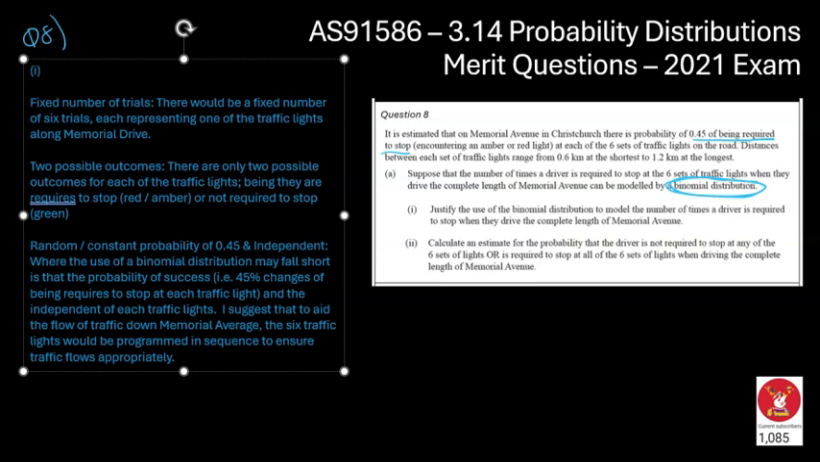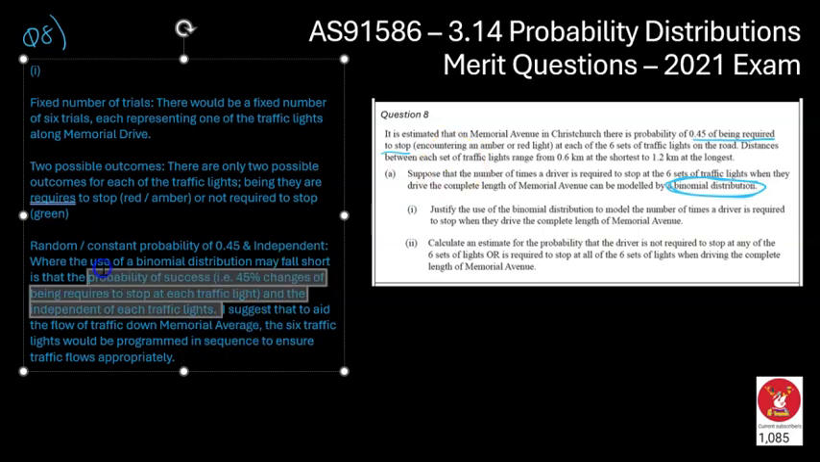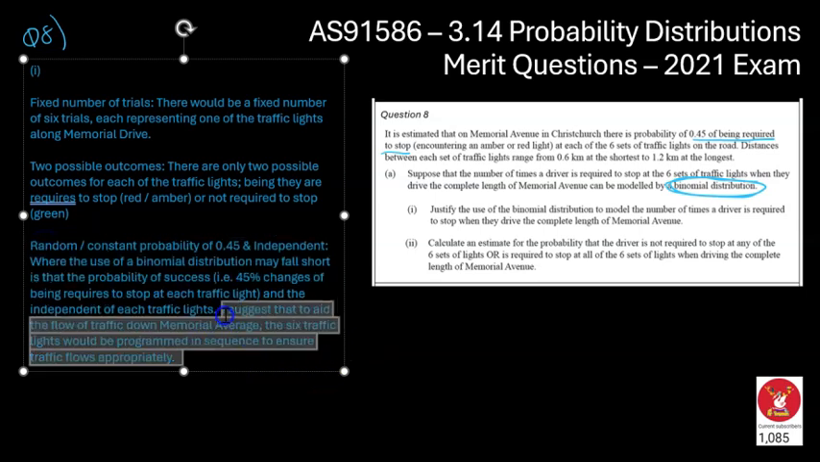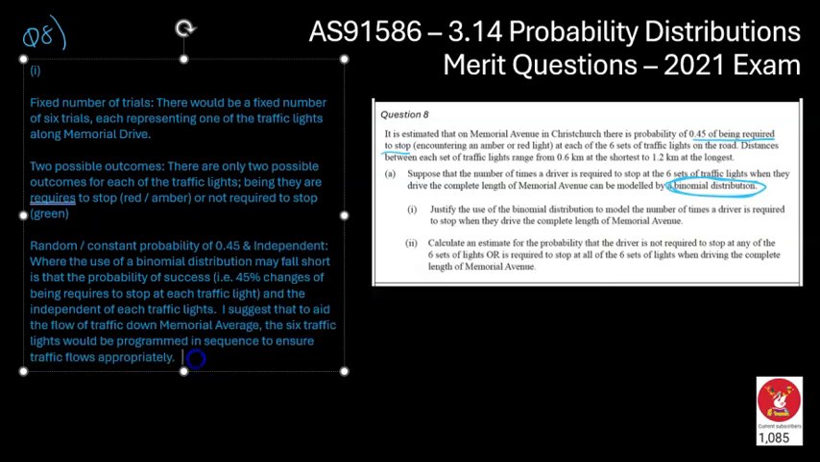So I've gone through the first half of this paragraph. I've said I think the use of a binomial distribution is going to fall short. I've then said what I think is actually going to happen in the real world, and I think the programming in sequence is probably going to mean that it's not random. So I now want to link it back to the issue I have.